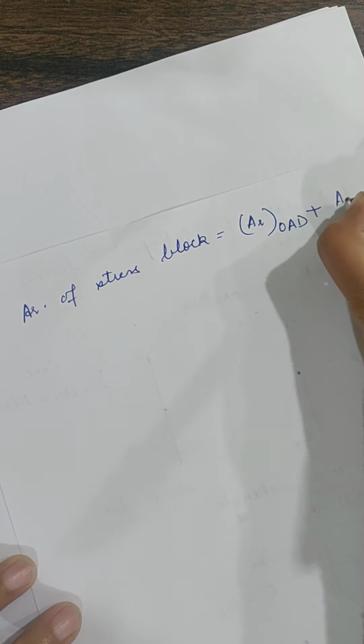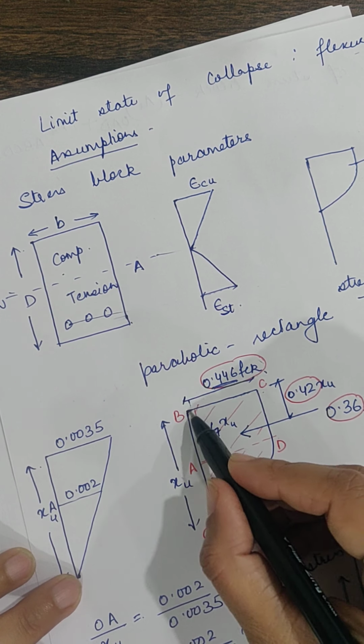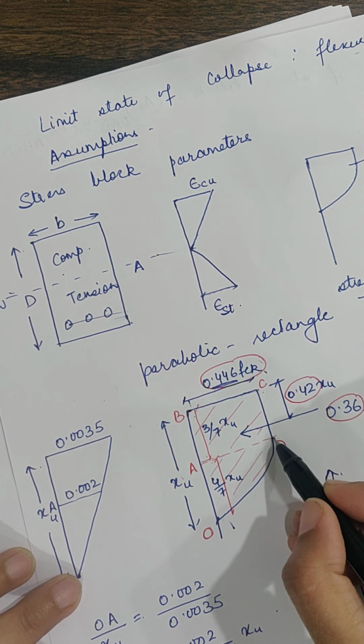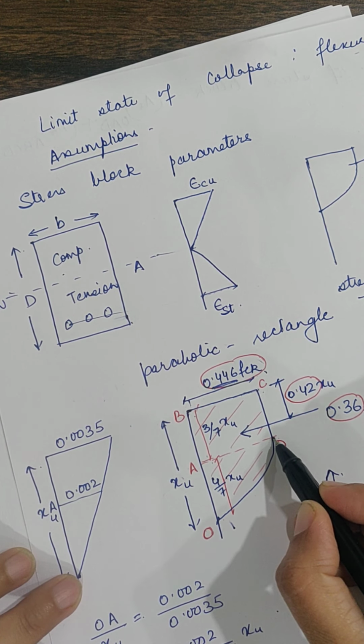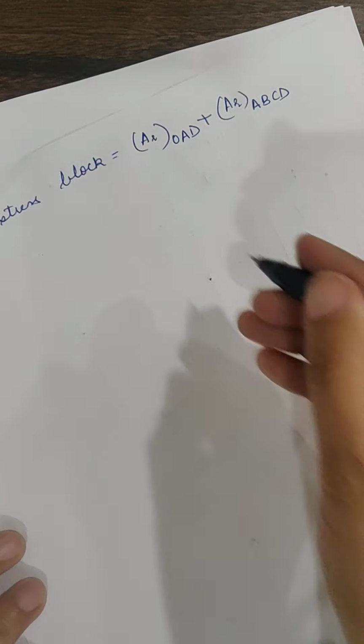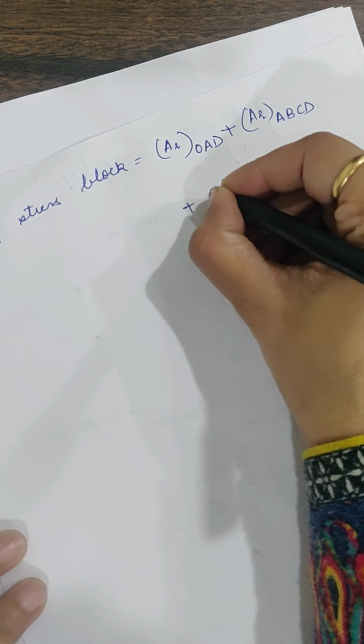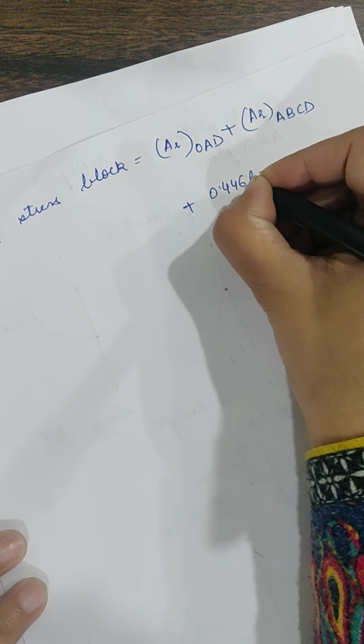So first of all, the area of the rectangular portion. The area of the rectangular portion will be 0.446 fck into 3 by 7 Xu. Okay. So it is 0.446 fck into 3 by 7 Xu.